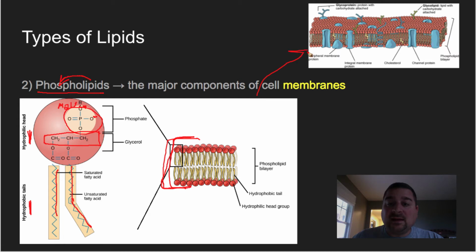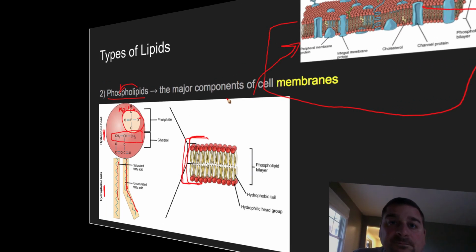Up here you can see a bigger composite view where we have proteins and sugars and stuff attached to them, and little cholesterols floating around in there. And this would go all the way around our cell. So phospholipids are very important in making membranes.